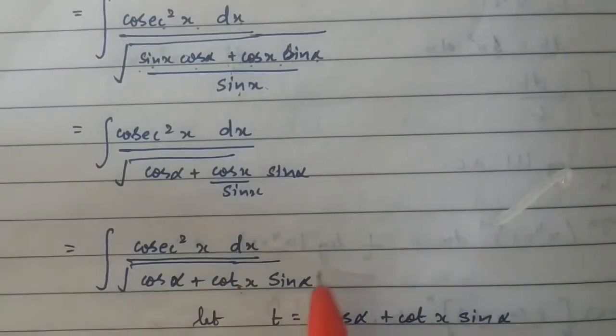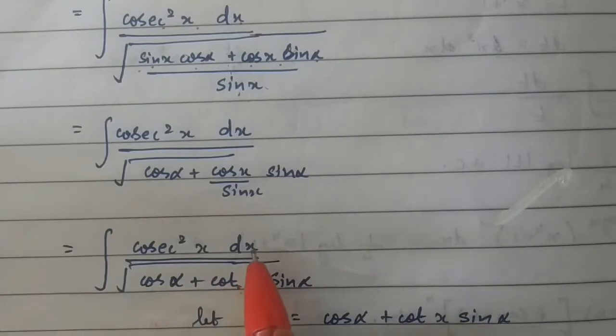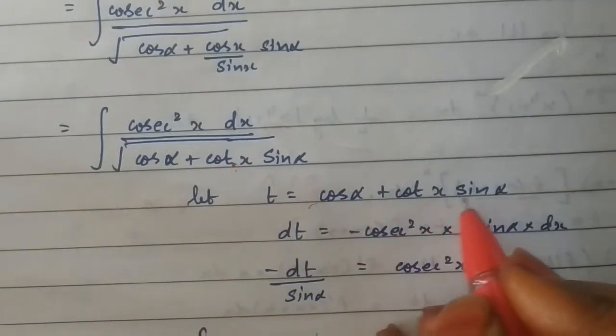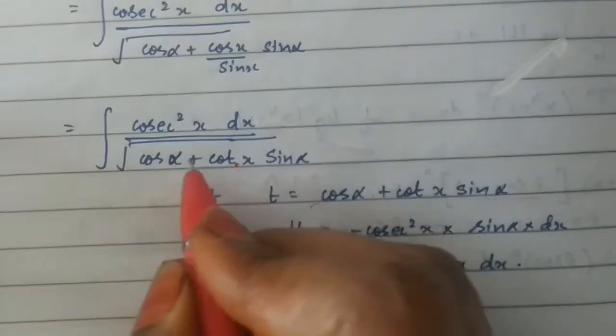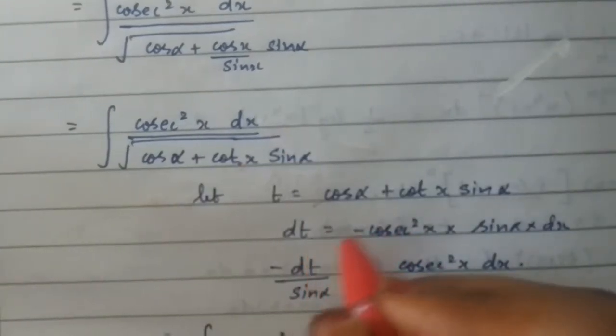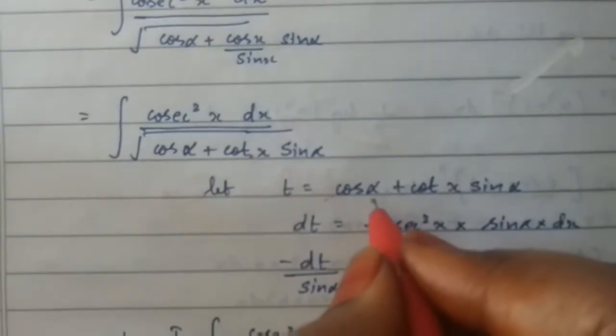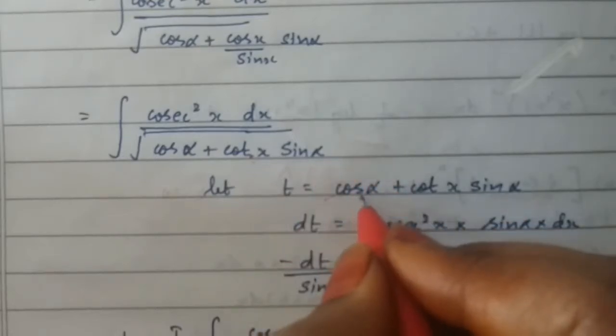Now this root term will be taken to be t. Therefore here x is a function, alpha is a constant. Now take t to be cos alpha plus cot x sin alpha. This term you are going to take as t. When you differentiate, cos alpha will become 0 since it is a constant.